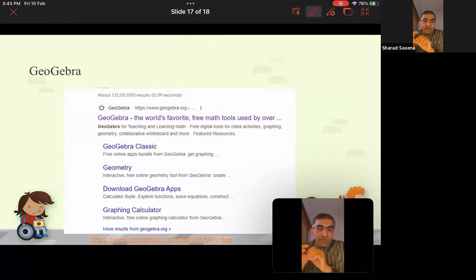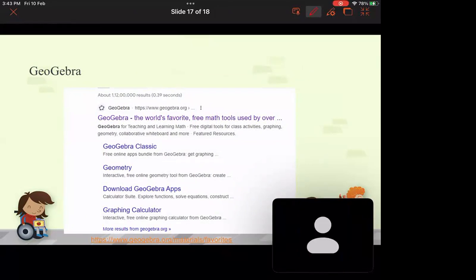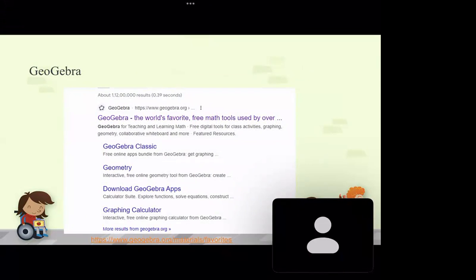Hey, Rahul, if we extend it a little bit, is it okay? About 10 minutes? Yeah, definitely. And we'll keep some time at the end for Q&A also, Sharad.